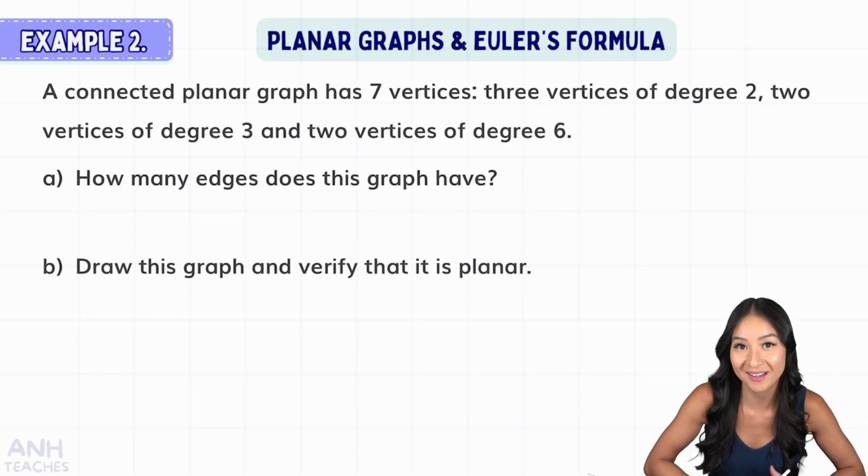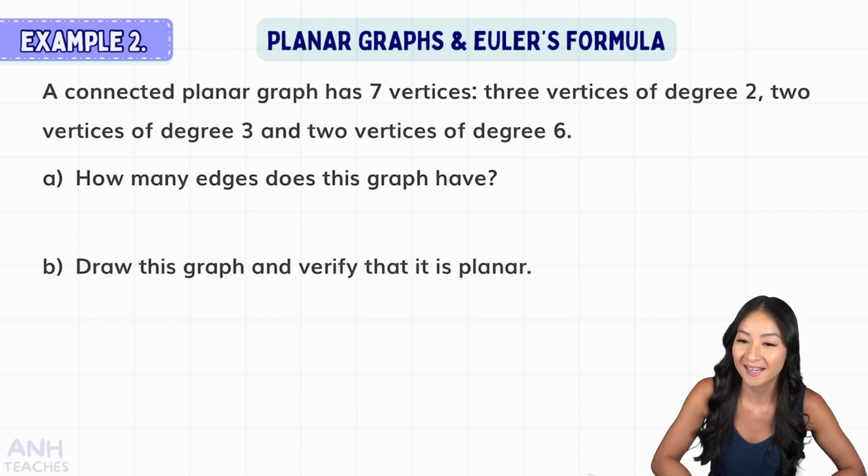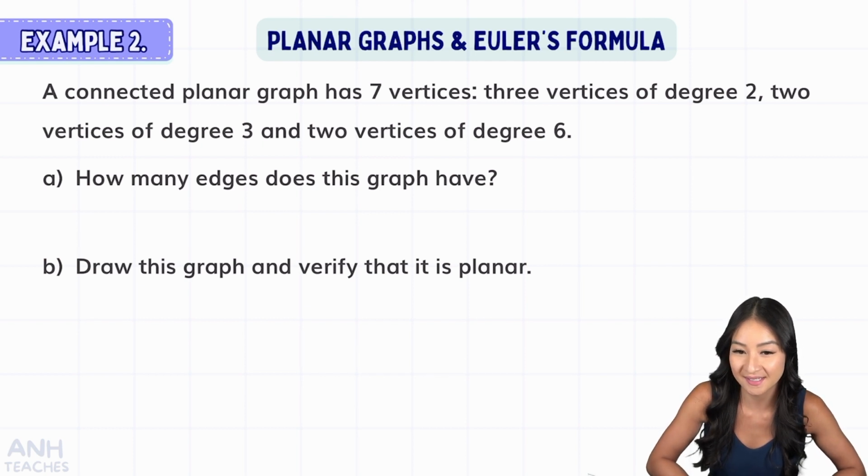Okay, let's move on to example 2. A connected planar graph has 7 vertices. 3 vertices of degree 2, 2 vertices of degree 3, and 2 vertices of degree 6. Part A, how many edges does this graph have?